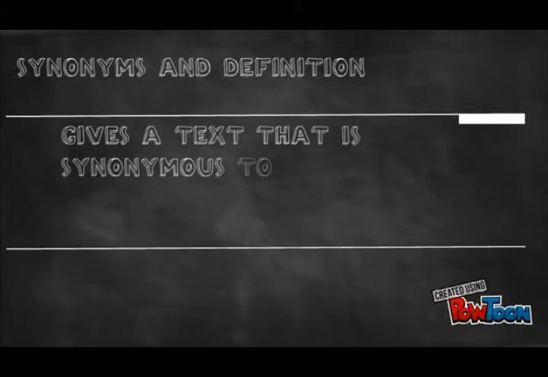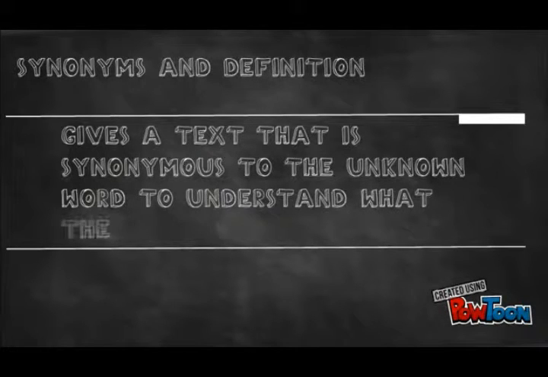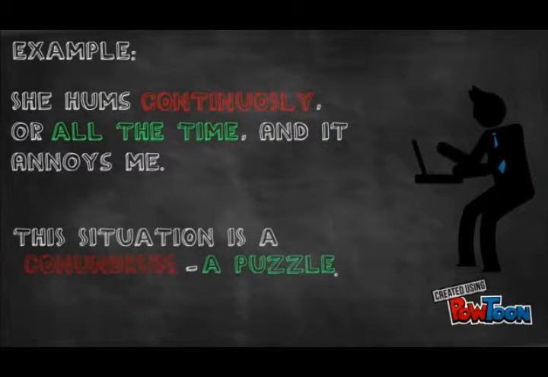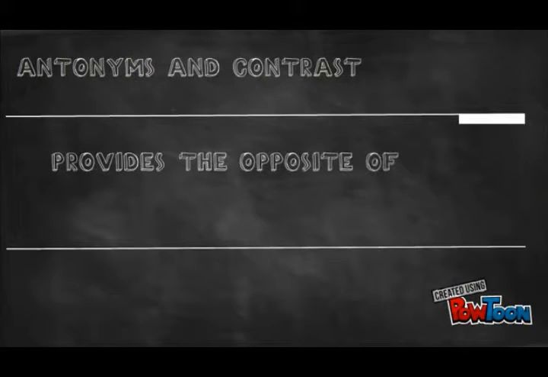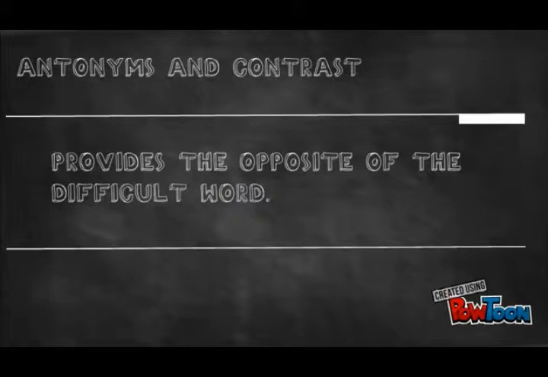Synonyms and definition gives a text that is synonymous to the unknown word to signal the meaning of the unfamiliar word. Here are some examples. Antonyms and contrasts provide the opposite of the difficult word, providing a contrast which could give the idea to the reader what the difficult word meant. Here are some examples.